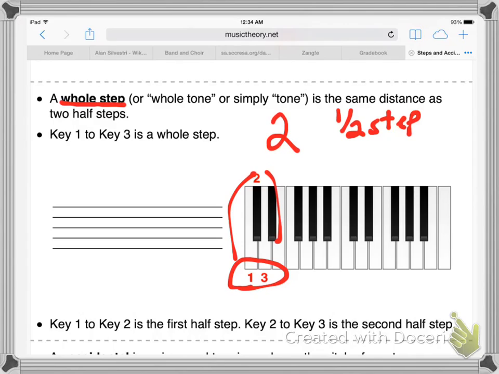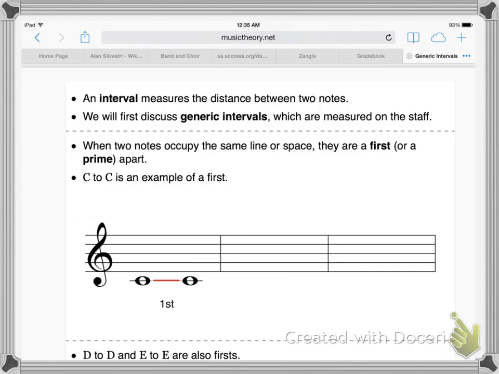Okay? So just to sum up, your half steps are immediate adjacent keys, and a whole step is two half steps put together. Okay? An interval, so the word interval, measures the distance between two notes. Okay? It's the distance between two notes. That's the part I really want you to know.